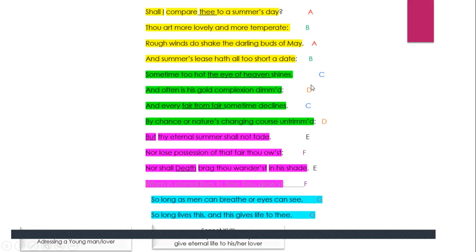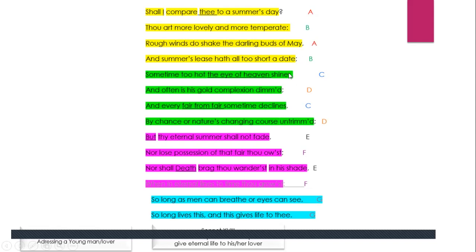The second quatrain, the last word does not rhyme with any of the words from the above quatrain, so we are going to assign to it a different letter. It's shines, so we are going to assign to it C, because we are following the order according to the alphabet. Dimmed, yes, here is different from shines, so we have a different sound. We need to add a different letter.